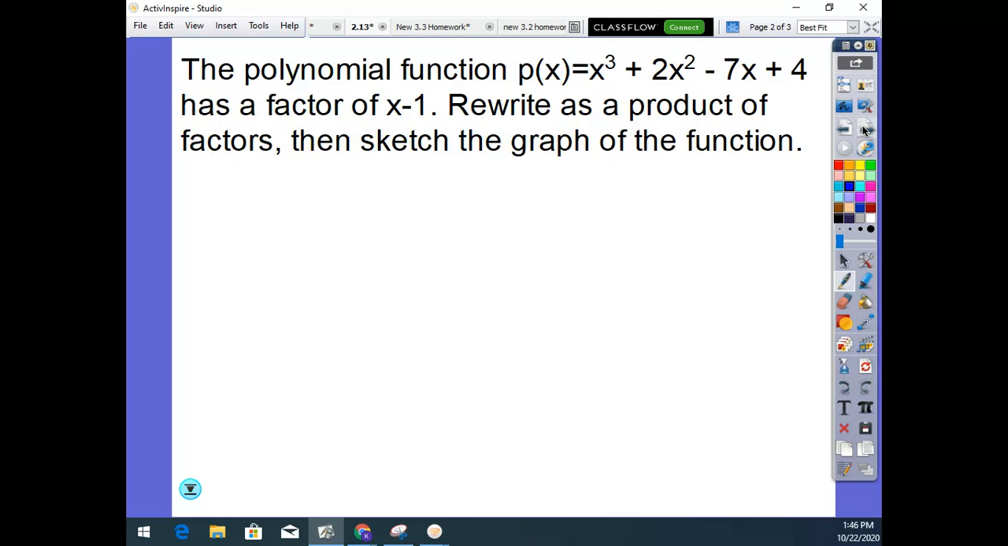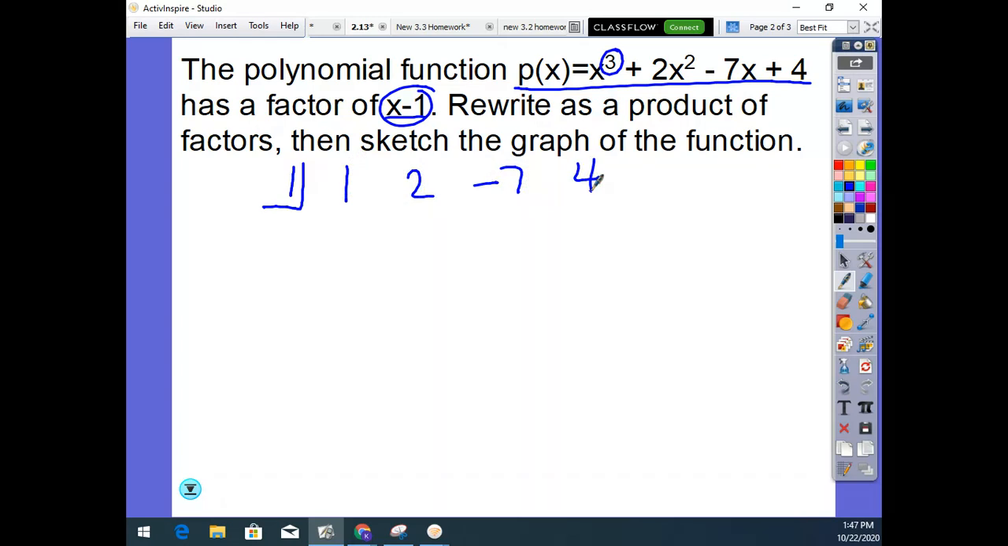So this polynomial tells us it has this factor, x minus 1. We need to find the other two because I see there's 3 factors altogether. So this is where we use our synthetic division. The opposite of x minus 1, we need to use the positive 1 here. Get your coefficients from the polynomial: 1, 2, -7, 4.